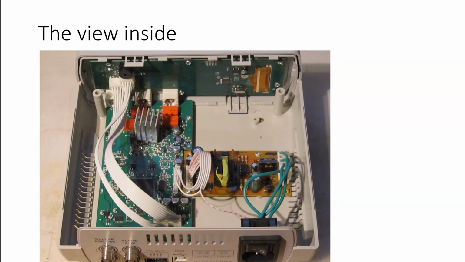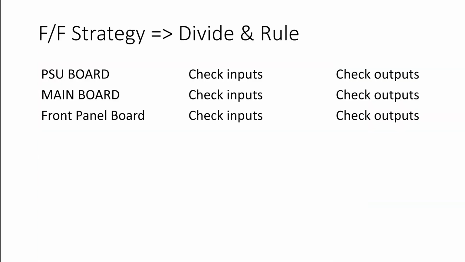So there's nothing to see, there's no smell of burning, there's nothing looking out of place. So we're going to have to find a strategy to try and fault find this. The fault finding strategy that I started with was to divide and rule. There's three main boards here: the power supply board, the main board, and the front panel board. And so what I'll do is I'll check the inputs and outputs at each of those individually, and that way I'll find which of the three boards I have to fix. And hopefully I'm left with a third of the problem to deal with. There are other possible strategies.